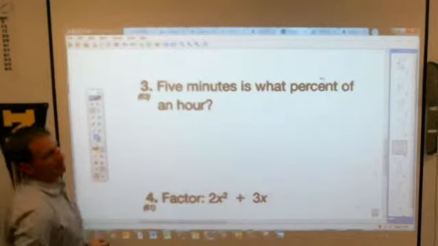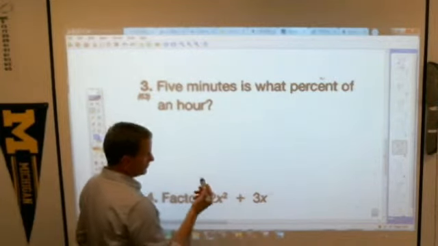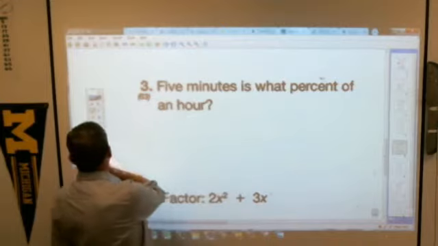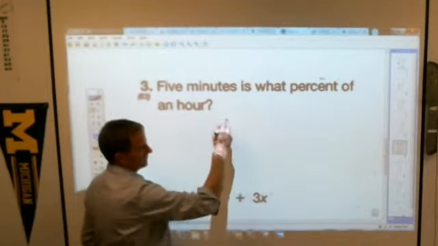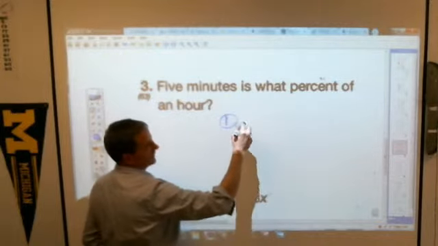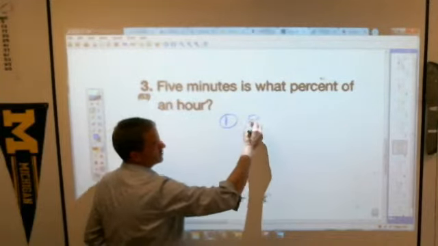Anytime I'm asked something like this, because this can be kind of confusing, I would first answer the question, instead of percent, ask yourself what fraction it is.